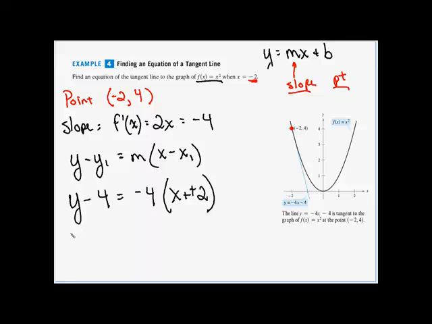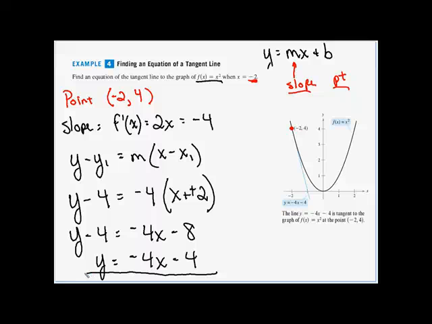So let's clean this up and put it in slope-intercept form. Here's our y minus 4 equals, distribute the -4, -4x minus 8. And then we're going to add 4 to both sides to get y alone. y equals -4x minus 4. There's the equation of the tangent line that's tangent to this parabola at the x value of -2.